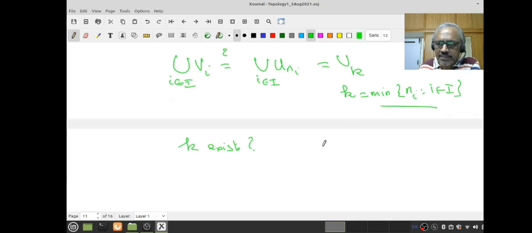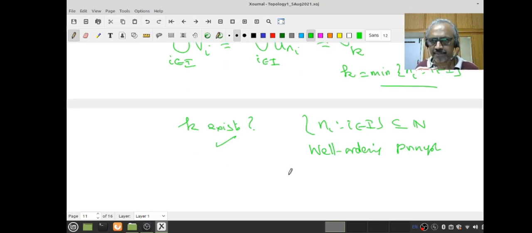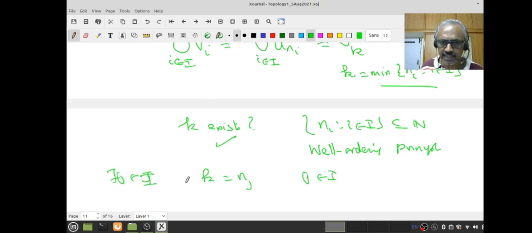The reason is, look at n_i as i varies over I, it is a subset of the natural numbers. Therefore I can use the so-called well-ordering principle. This is a non-empty subset of natural numbers, therefore it has a least element. That least element is the minimum, and that is what I call k. Do you understand? So it exists. Therefore this k equals some n_j for a fixed j. So there exists a j in I such that k must be equal to n_j, because when you say minimum, it is an element of the set. Therefore k must be an element of the set of n_i.